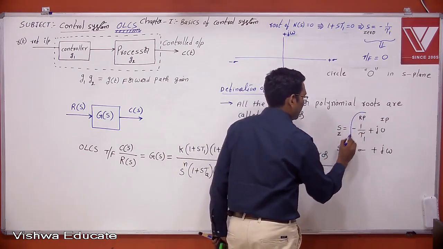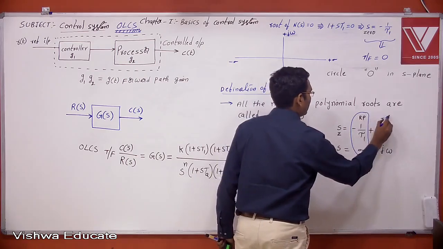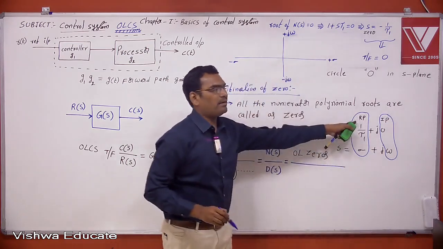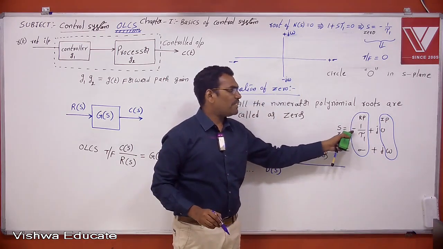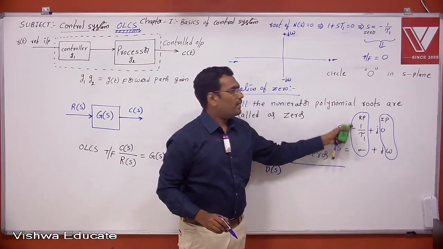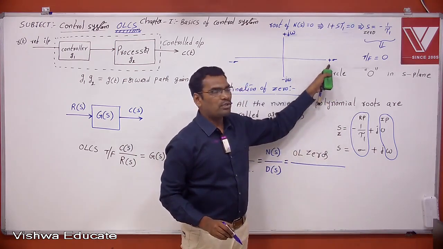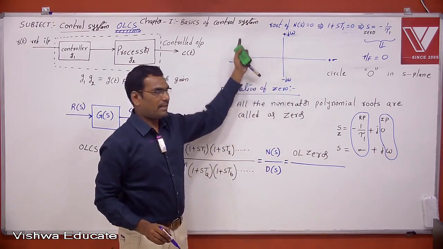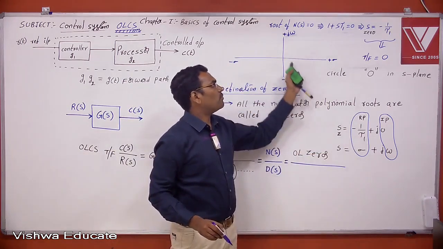Now see here, this is the real part. There is no imaginary part. Now what is the real part? Yes, this is the real part, and it is a negative real part. Negative real part means which side, positive side or negative side? Negative real part means come to the left hand side. Positive real part means come to the right hand side.